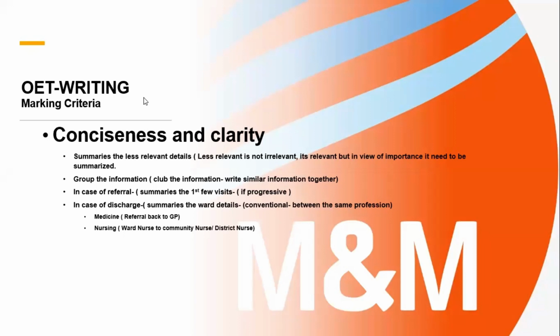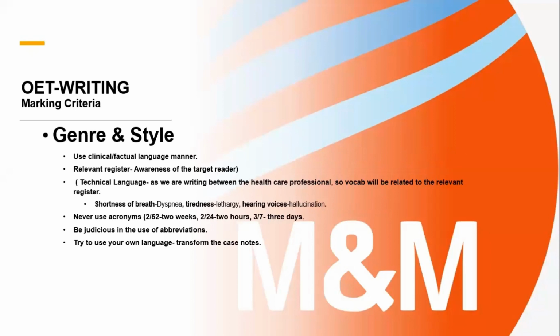Afterward, we have genre and style. In terms of genre and style, we have technical or factual language. There must be a relevant register, and according to that register you have to transform the case notes. Information given in the case notes should not be directly followed. You need to translate it into your own language, considering the technicality and the recipient to whom you're writing this letter.